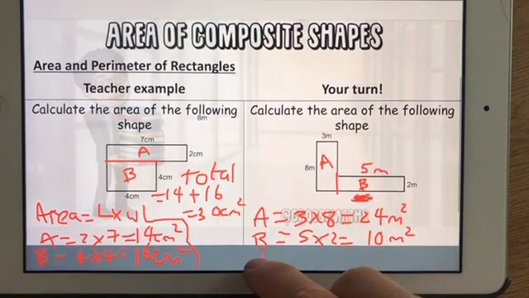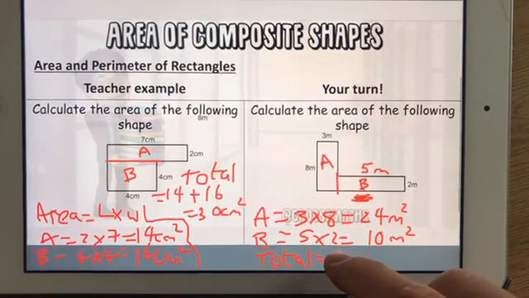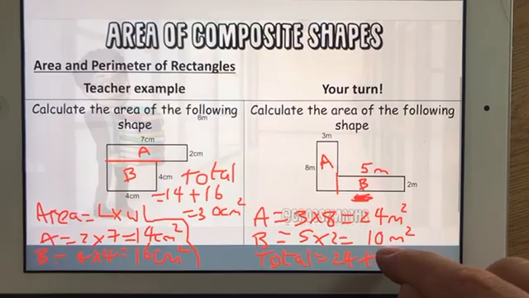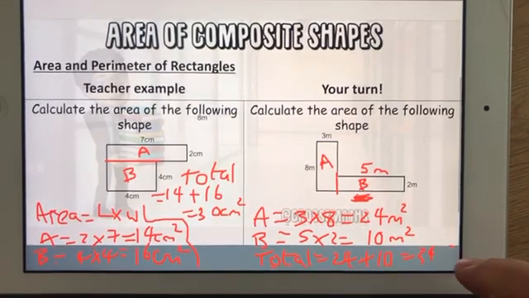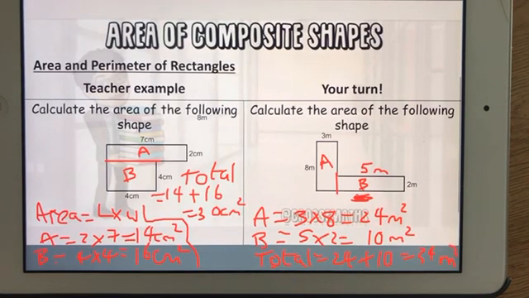Once I'm there, I want a total 24 plus 10, which is 34 meters squared. Okay, that's what you should have got for that one.